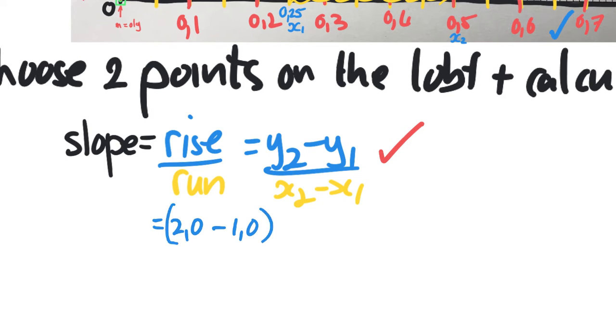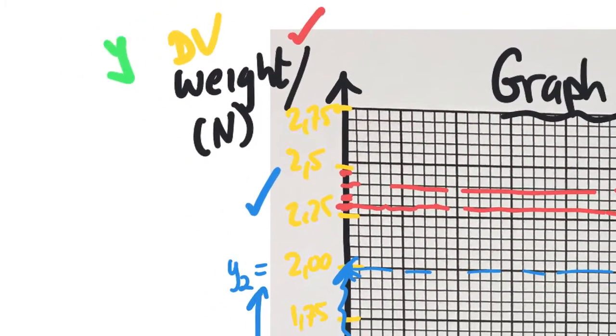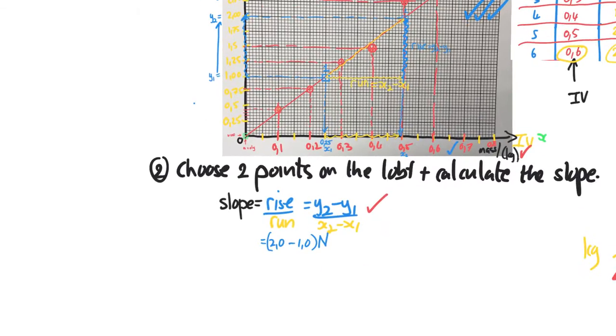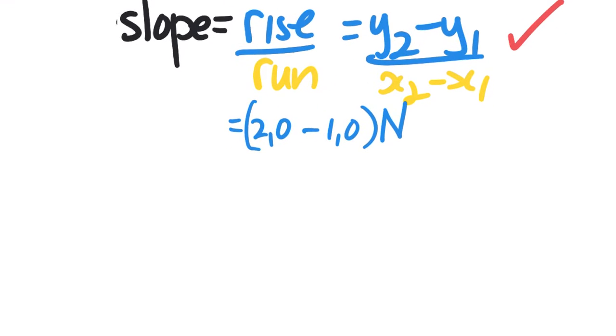And on the vertical axis, it's measured in newtons. Okay, cool. Then the run. We've got x2 minus x1. So let me just do that again. That was not a nice one. Okay, so we're going to do x2 minus x1.